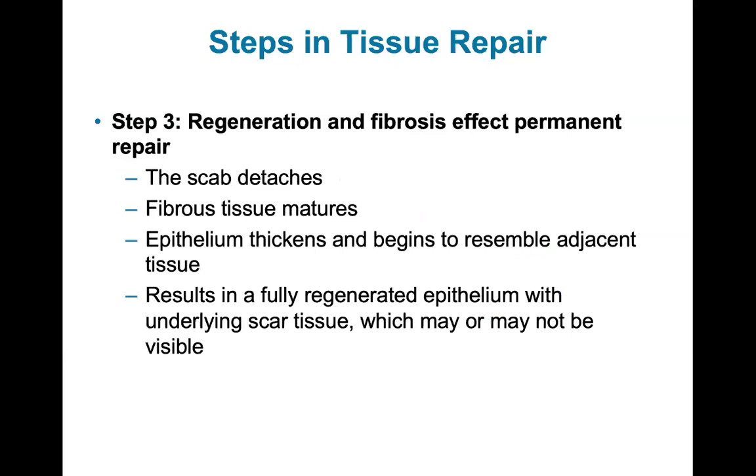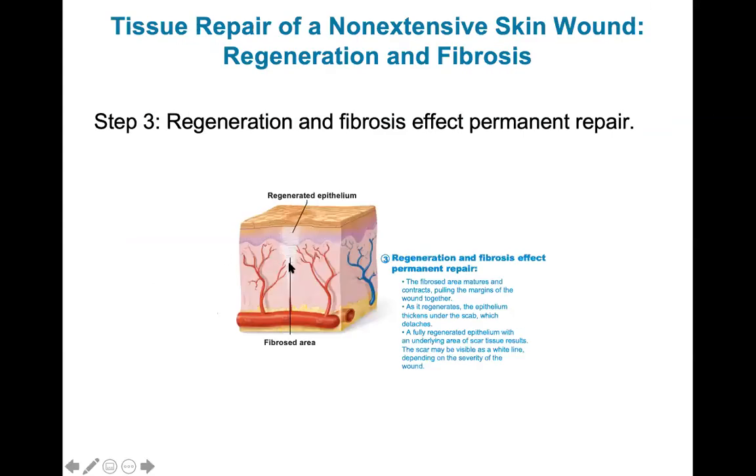Step 3 is regeneration and fibrosis affect permanent repair. The scab will detach, the fibrous tissue matures, the epithelium thickens. You know, if this was an area that was damaged once, the potential for it being damaged again, you might want to add a little more protection there. This results in a fully regenerated epithelium with underlying scar tissue, which may or may not be visible. Okay, and here you can see we have our damaged tissue fixed. This whitened area, this contains the underlying scar tissue that is sort of filled in there.